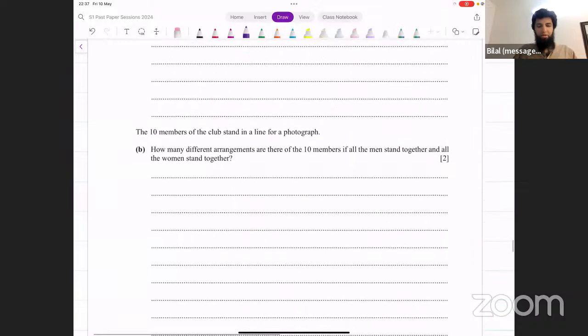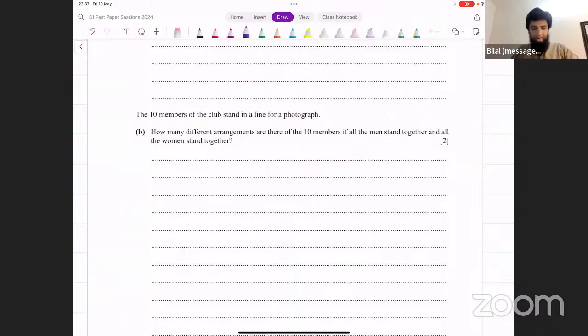Okay, let's look at the next part now. It says the 10 members of the club stand in a line for a photograph. So now they're standing in a line for a photograph. How many different arrangements are there of the 10 members if all the men stand together and all the women stand together? Now all 10 members are standing in a line. The men have to be together, the women have to be together.